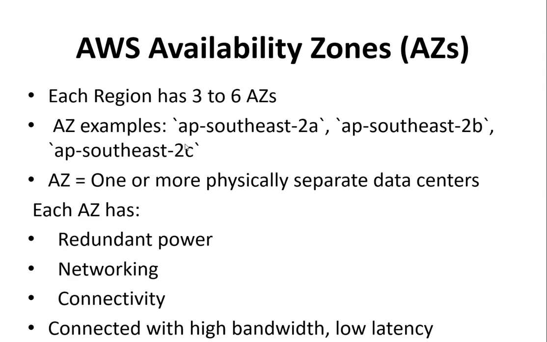The next one is AWS availability zones. Each region will have 3 to 6 availability zones. Examples of these AZs are AP Southeast 2A, AP Southeast 2B, etc. These are basically separate data centers inside the region. Each AZ is physically isolated with its own power, cooling, and networking. So if one AZ has an issue, the others are unaffected. At the same time, they're all interconnected with super high speed, low latency links. So you can spread your application across many AZs to make it highly available and fault tolerant.